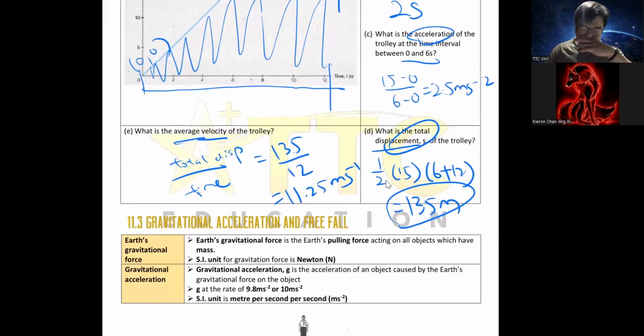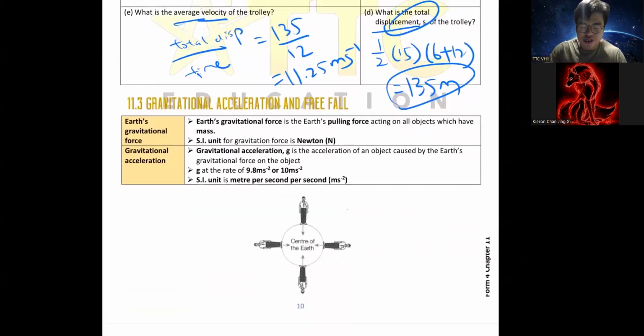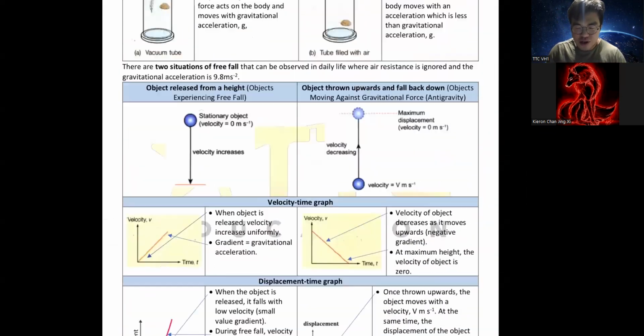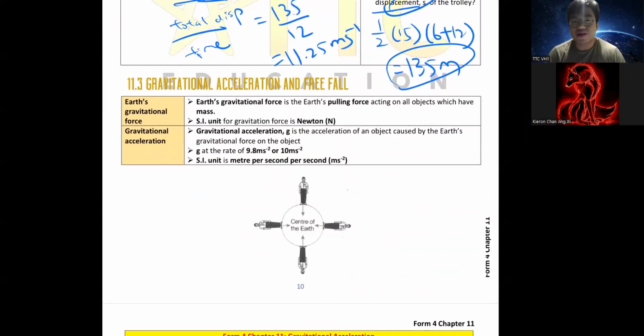Okay, so guys, we are going to talk about gravitational acceleration today. This is the last part of today. I don't think I can go to inertia today. Okay, so what is gravitational acceleration? This is called the acceleration due to gravity. Okay, what does it mean?